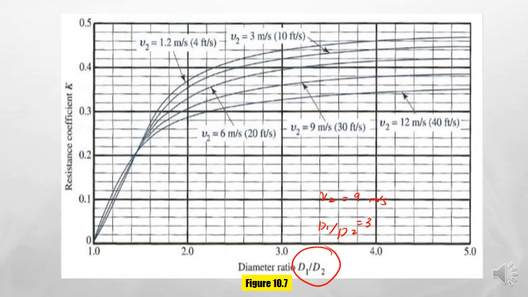So what is your K? Let's try. So this is your D1 divided by D2, so it should be along here. So this touches the line of velocity here, which is 9 meters per second. So this is the point that we are looking for. At the intersection, you just go straight to the y-axis here, which is 0.36. Equals 0.36. Very easy. You can use either one.